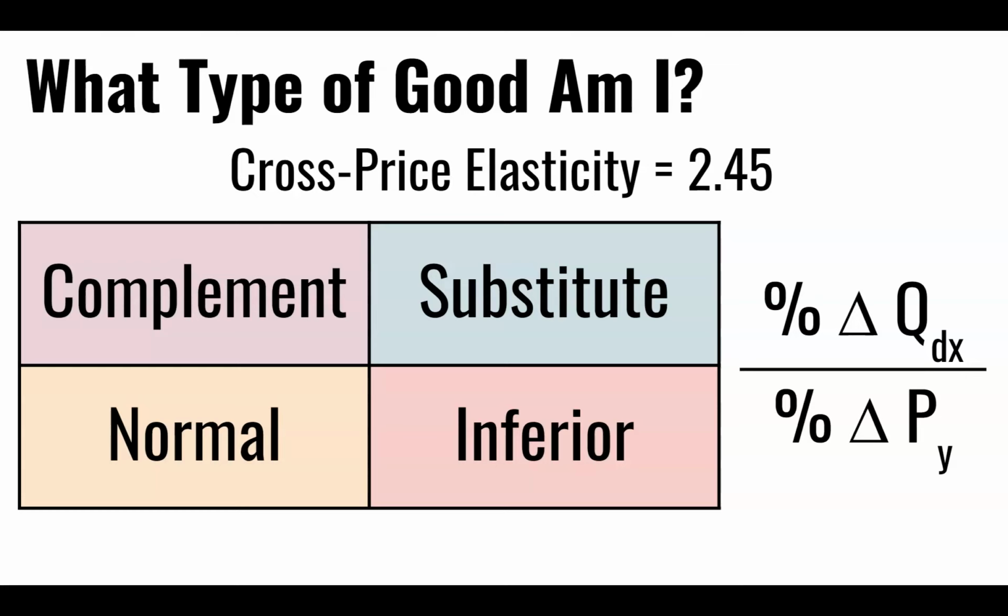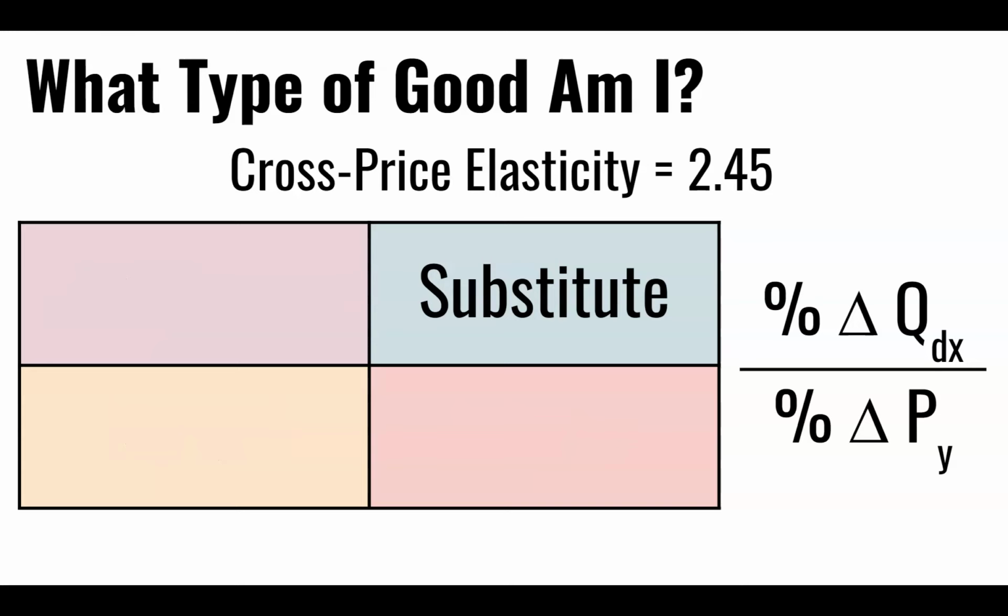If you have a cross price elasticity of 2.45, the positive number matters. It means that if price goes up, the quantity demanded also goes up. So if the price of one good rises, I want less of it. But at the same time, I'm consuming less of one thing, I want more of another. That indicates to me that I've stopped buying good Y, and now I'm buying good X, and so they must be substitutes in nature.